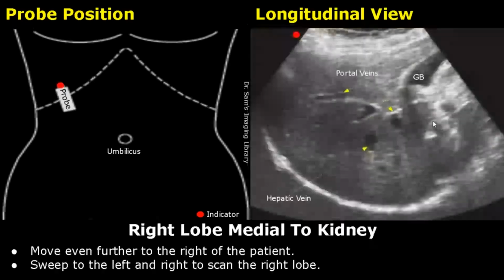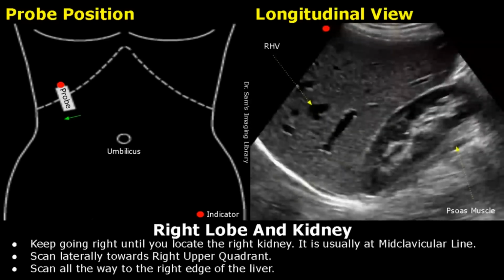Move even further to the right side of the patient while keeping the probe slightly rotated anti-clockwise, and you will see more of the right lobe of the liver. Sweep left and right to scan the right lobe completely. You will see the gallbladder, portal veins, and the hepatic veins. Keep going right along the costal margin until you can see the kidney.